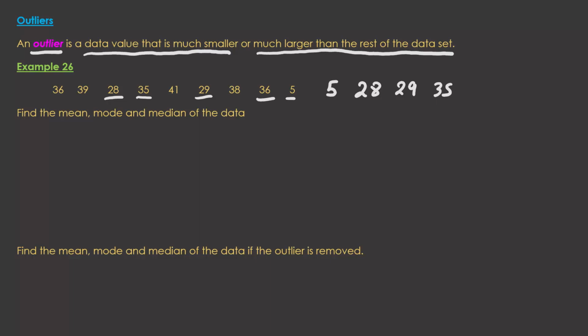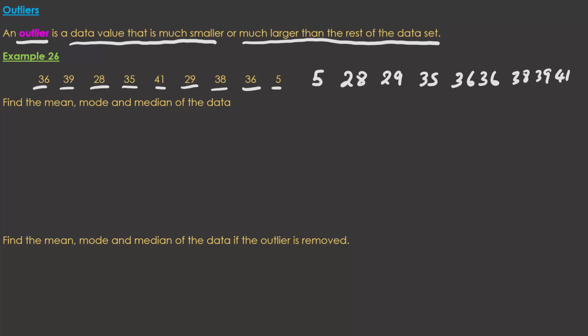There's a 36 just here. There's 2 of those. And then I've got a 38, a 39, and a 41. So 38, 39, and finally 41. So there's 1, 2, 3, 4, 5, 6, 7, 8, 9 pieces of data.